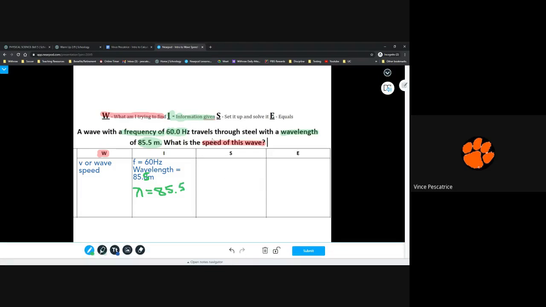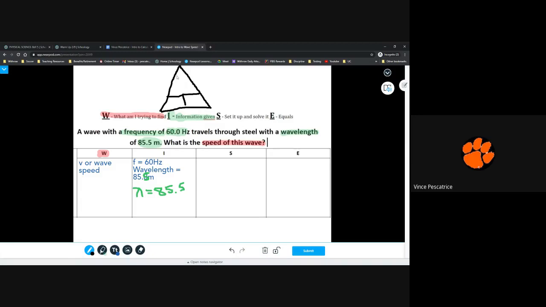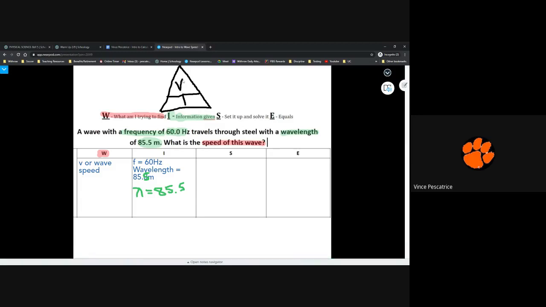So now we're going to do the setup and solve portion. With this setup and solve, you need to refer back to your triangle. All right, so I'm going to draw it at the top here, very poorly, but hey. First we have V at the top of the triangle for speed. We have frequency on the bottom, and we have wavelength on the bottom.